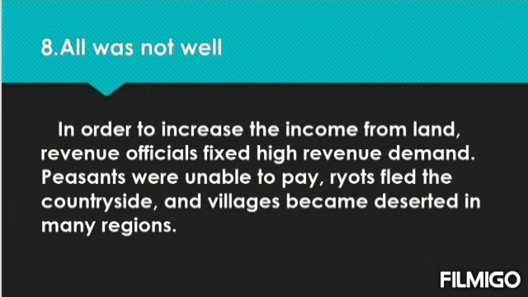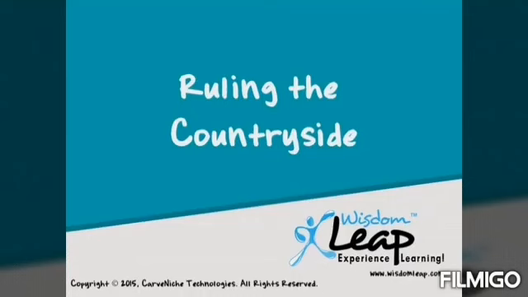The last topic is, all was not well. It means that the new systems imposed by the company made it clear that all was not well, because the company officials fixed the revenue too high. As a result, the peasants were unable to pay. Riots flooded the countryside and the villages became deserted in many regions. As a result, all was not well.